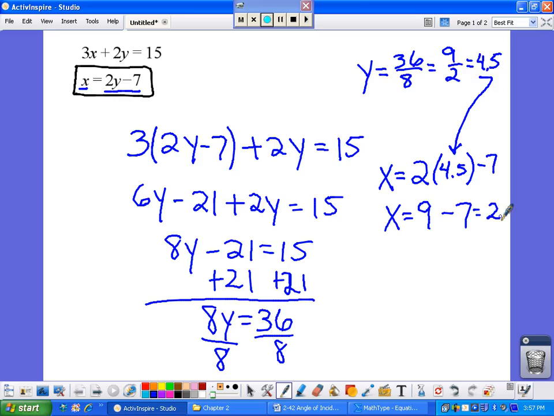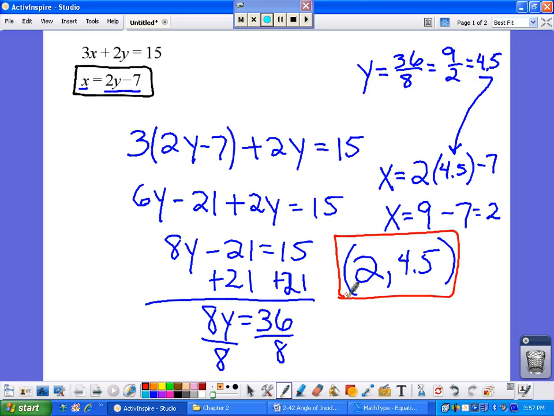So the point where these two lines cross should be the x value of 2, comma, the y value of 4.5. And that should be my answer. Let me box in my answer so I keep track of that. Let's do a check here. Most everything I've done used this equation right here. Let's use that top equation and check.